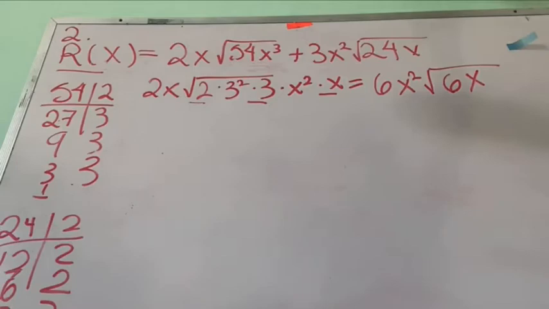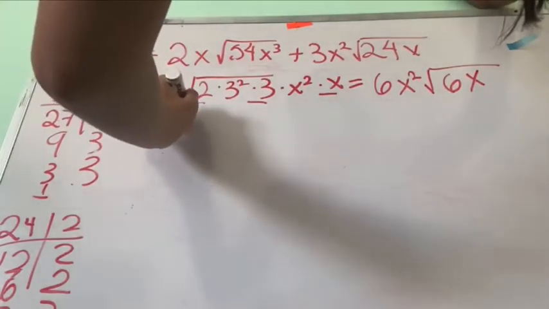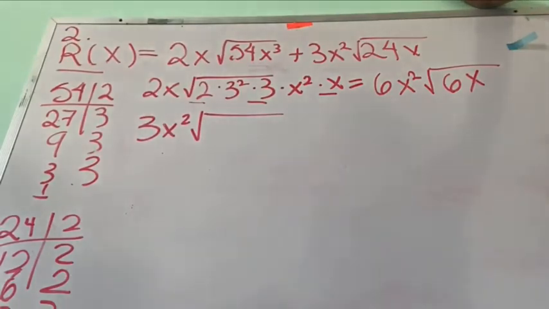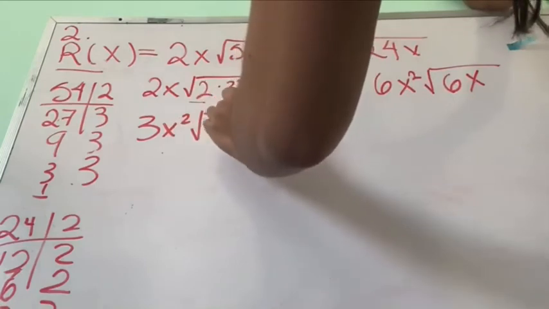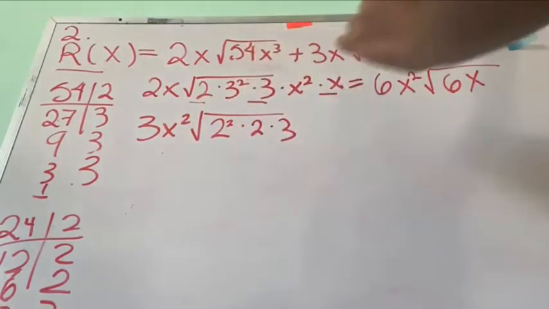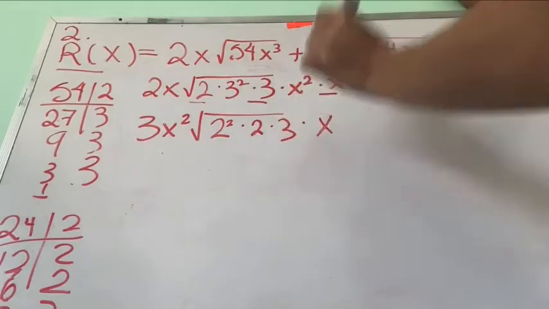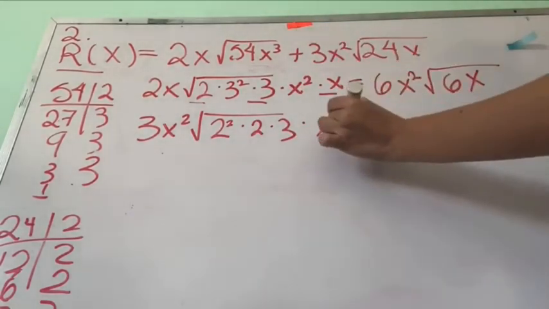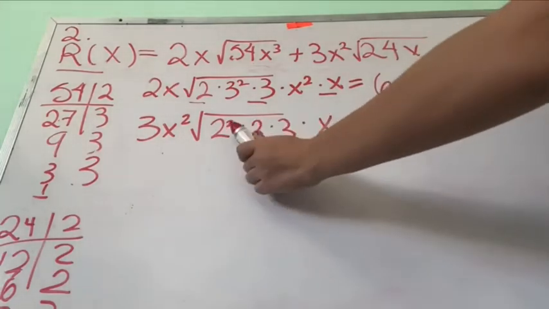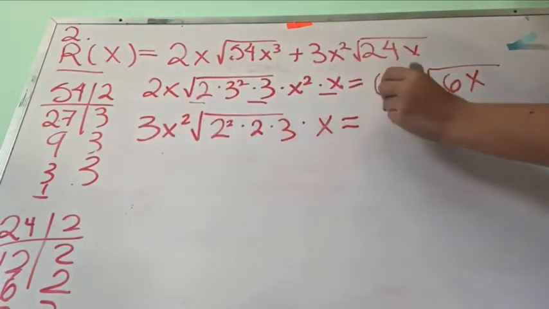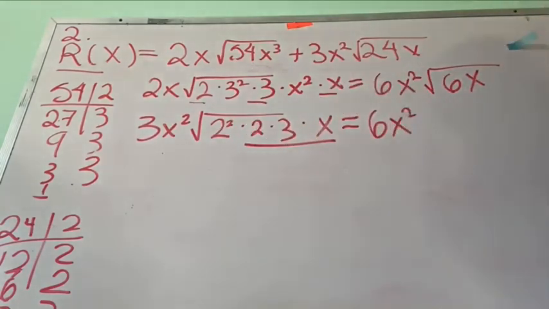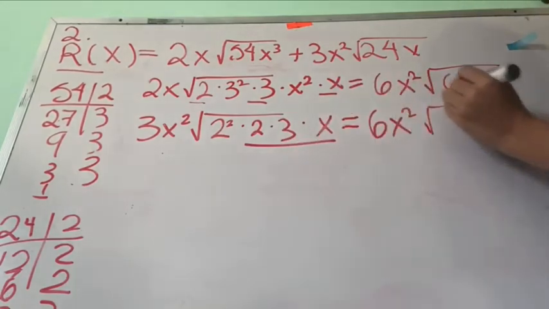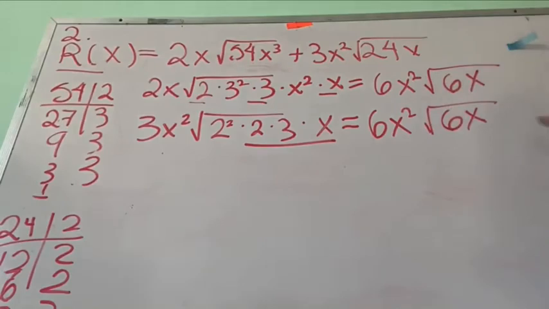Then we have the other one, that is 3x squared, square root of, and we have 2 cubed, but we write 2 squared by 2 by 3 by x, and this equals 2, we take out the 2 and multiply it by 3. 6x squared, and we have left inside this. So we just multiply everything, and this is what we get. 2 by 3, 6 by x, 6x.